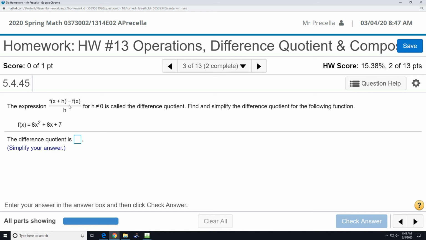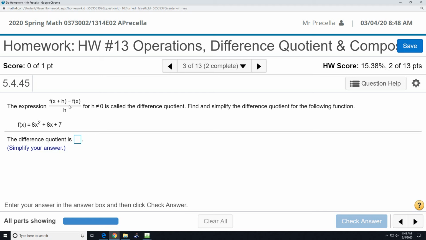So for number 3, why don't we color code it? We'll write down the problems. Okay, let me do that. Okay, this is number 3 from homework 13. And the function is 8x squared plus 8x plus 7. Okay. And now, why don't we do it like this?